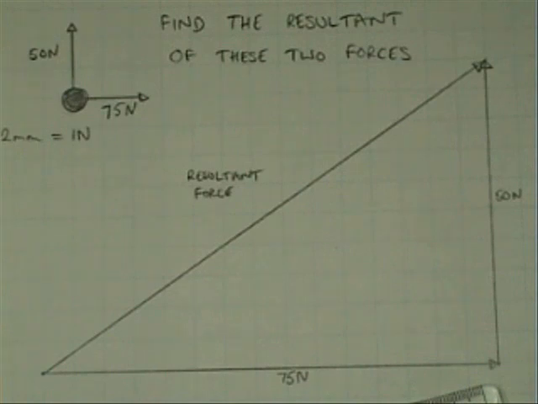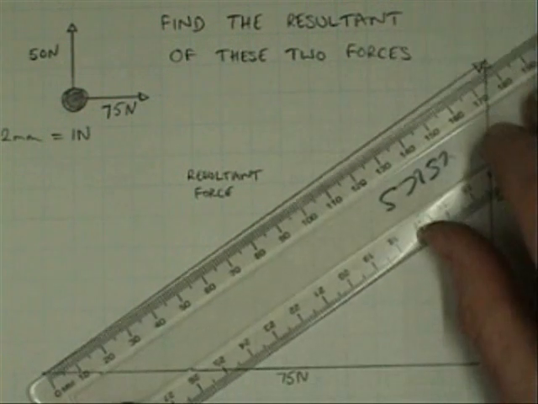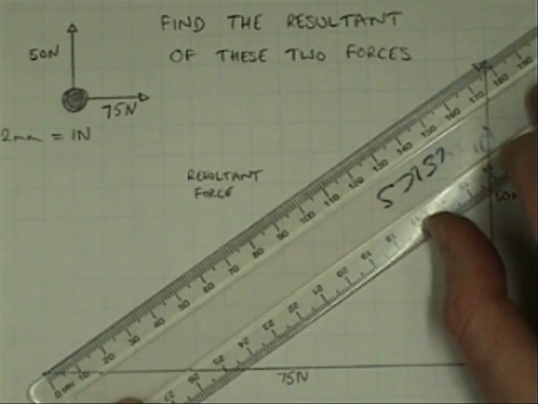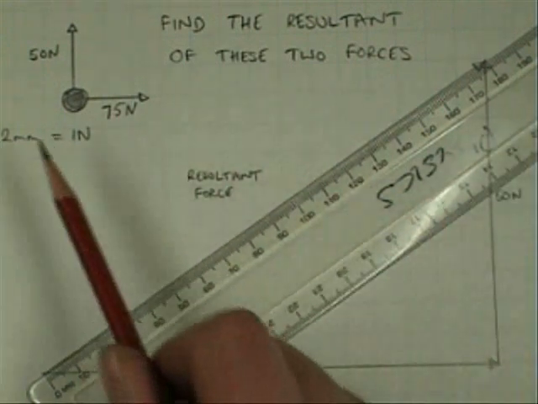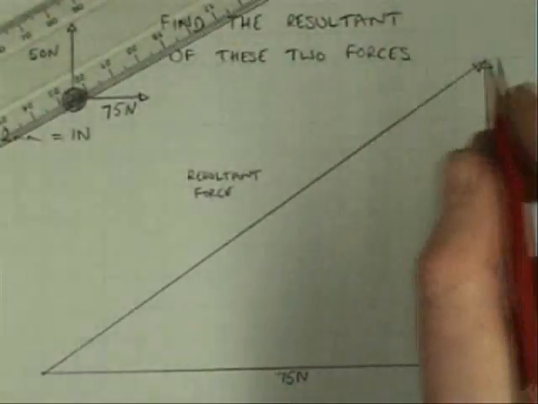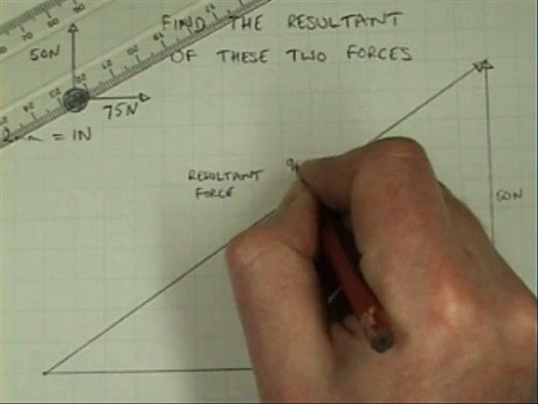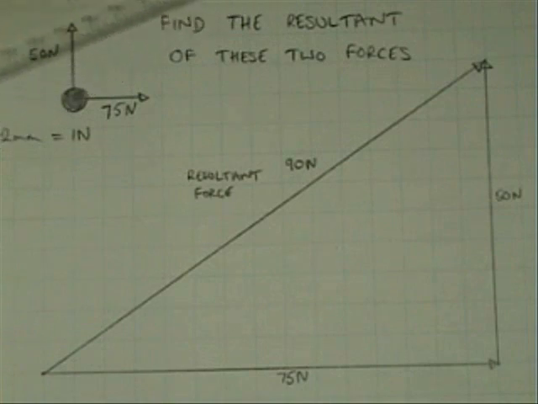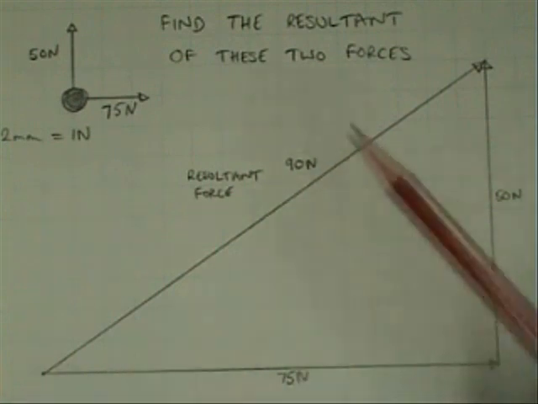To find the value of the resultant force, all I need to do is measure the length of the arrow. So that's 180 millimetres long. The scale is 2 millimetres for 1 newton. So my resultant force must be 90 newtons. As we'd expect if you add together a force to the right and a force upwards, the resultant force goes upwards and to the right.